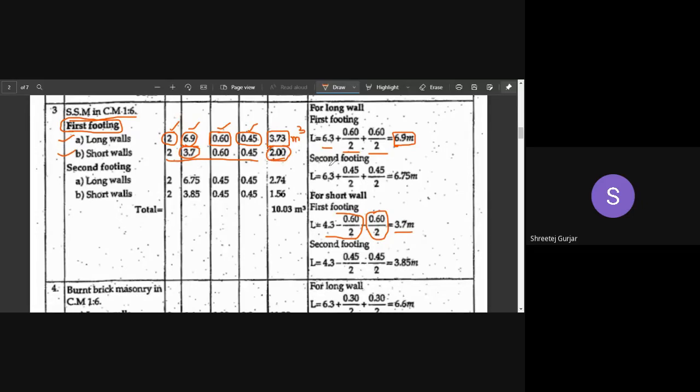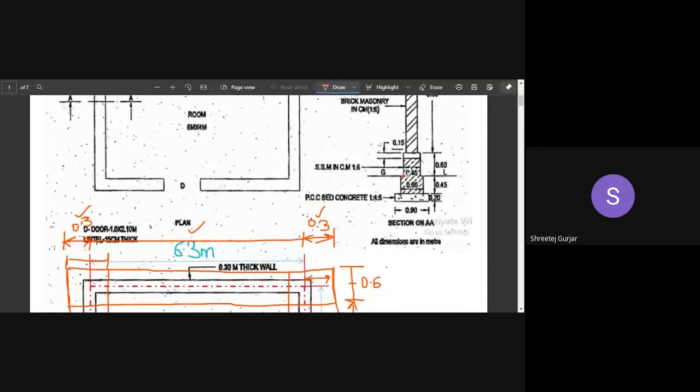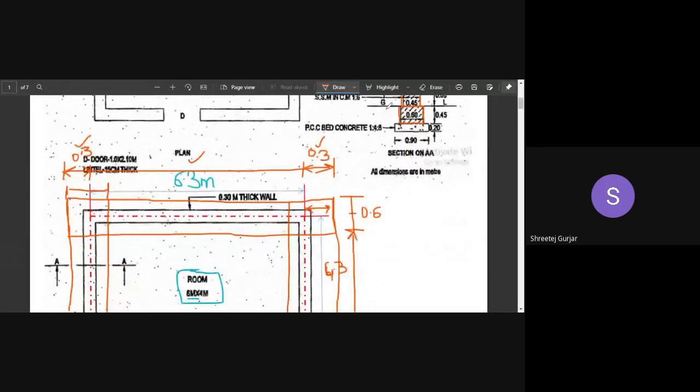Now coming to your second step. We are done with this bottom part. Now we are dealing with this second step. Okay, so what is the width? It is 0.45, meaning this will not be 0.6 now. What will this be? This will be 0.45.